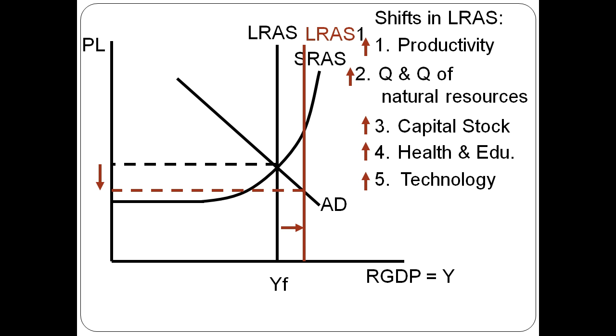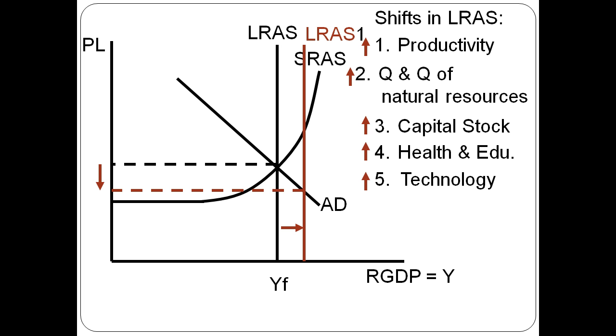So economists, one of their big goals is you want to have long-run economic growth, which is symbolized by the long-run aggregate supply shifting to the right. So an increase in productivity, increased quality and quantity of natural resources, increase in capital stock, increase in health and education, increase in technology are some of the best things for an economy, because that promotes long-run economic growth and the long-run aggregate supply curve shifting to the right.